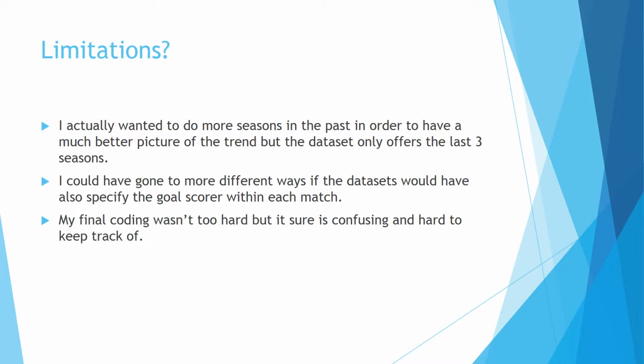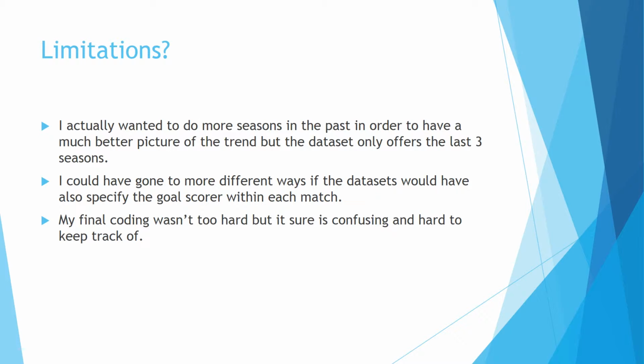Some limitations that I have: once again, I have to use the last three seasons only. I would love to use the last 10 seasons, because that gives you a better and bigger picture of how the trend has been going. This data set gives you quite a lot of information, including dates, rounds, matches, and the score, but it doesn't specify who scored. So I could have gone many different ways, but at the end of the day, I chose to go for home and away goals because of this limitation.